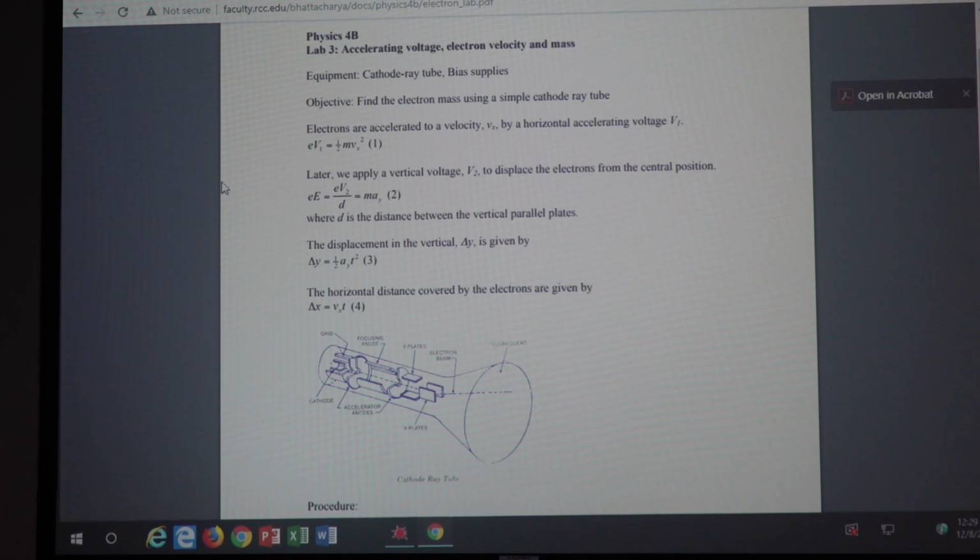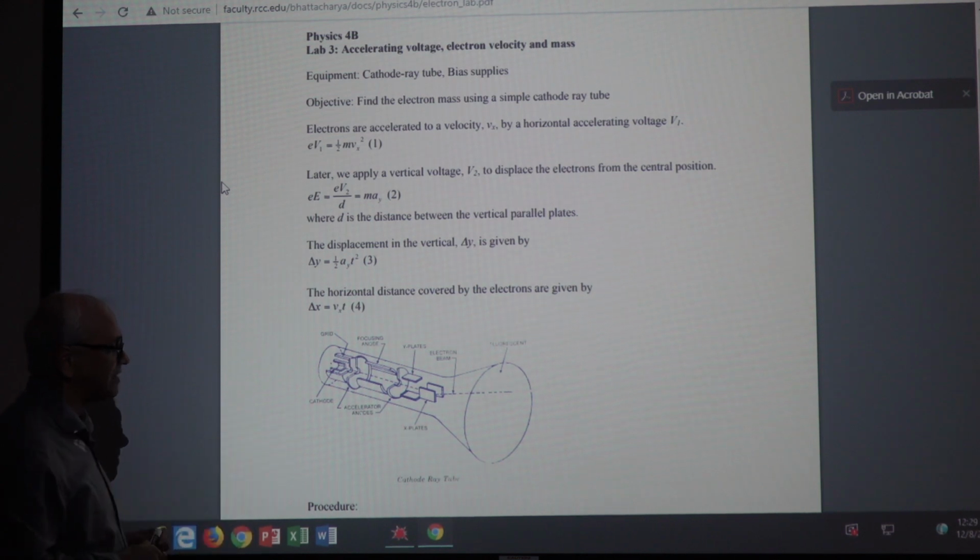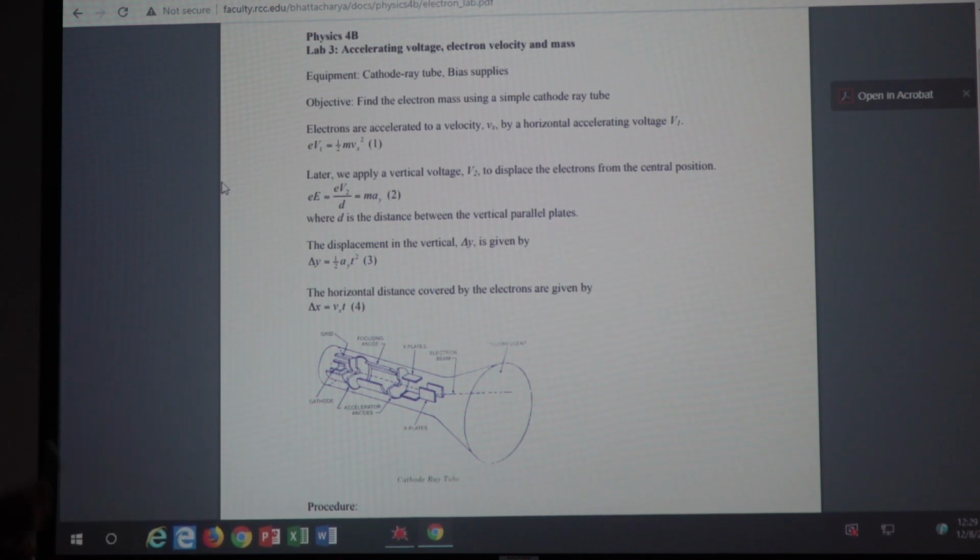When you have the potential difference, you have what it says here, accelerator anodes. The electrons will be attracted to those anodes and pass through them. There we apply very high voltage, 500 or 600 volts, and accelerate the electrons. If you look at the very top line, electrons are accelerated to velocity Vx by a horizontal accelerating voltage V1. And when it gets accelerated, it assumes energy, of course.